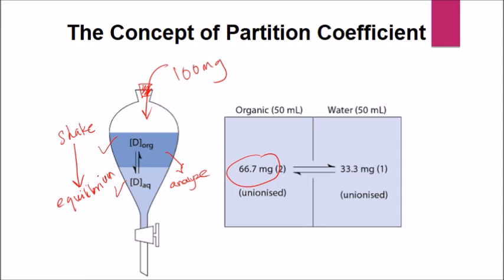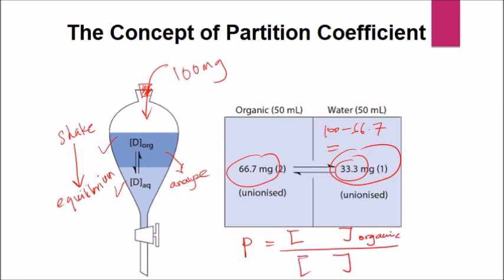So whatever is left in the aqueous will be 100 minus 66.7, which equals 33.3. So P is equal to the concentration of the drug in organic divided by the concentration of the drug in water. So what is the concentration of the drug in organics? Concentration is equal to weight divided by volume. So you have the weight of 66.7 divided by 50 ml, and 33.3 divided by 50 ml.